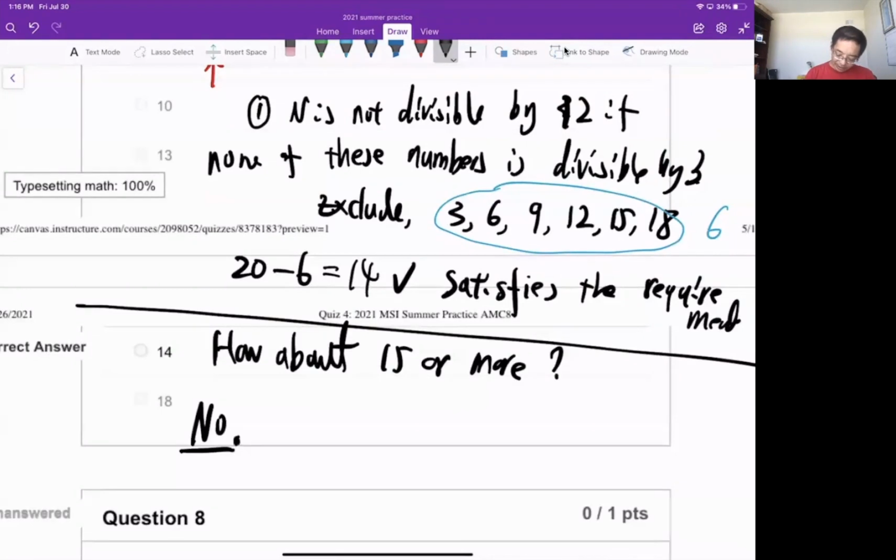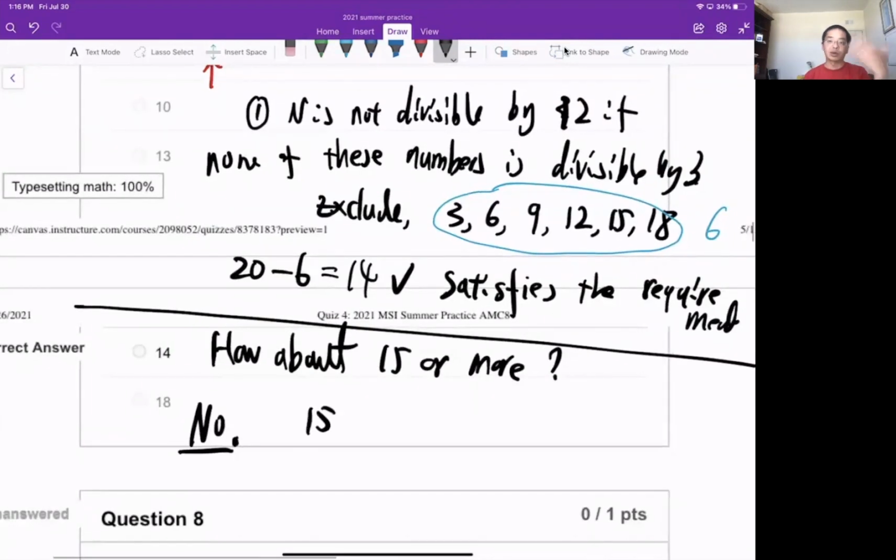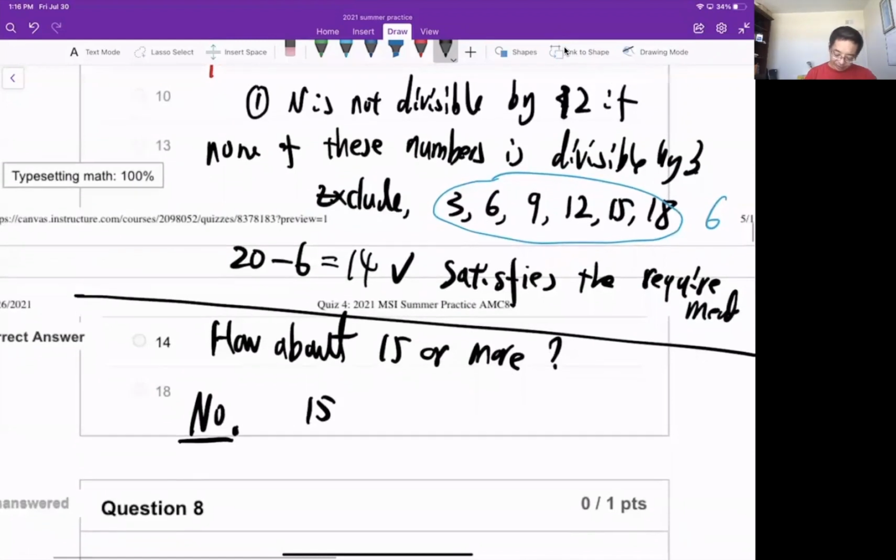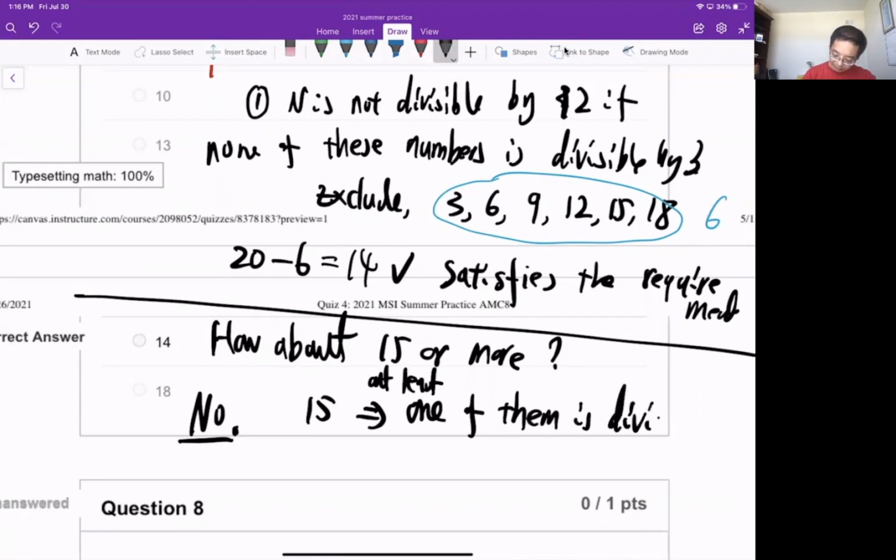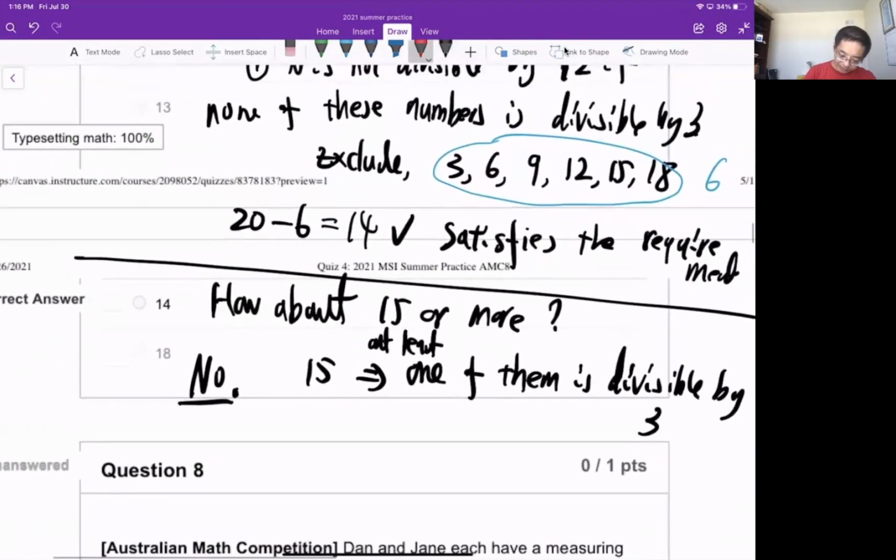Why? Suppose it's 15, or more is the same. If it's 15, that means at least one of them is divisible by 3. So let's say we have 15 numbers, let me write them out: 1, 2, 3, 4, 5, 6, 7, 8, 9, 10, 11, 12, 13, 14, 15. One of them is divisible by 3. For example, let's say this one is divisible by 3.